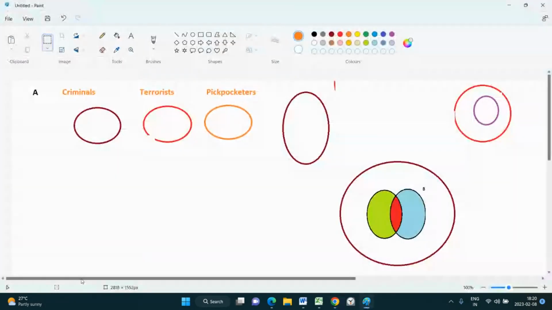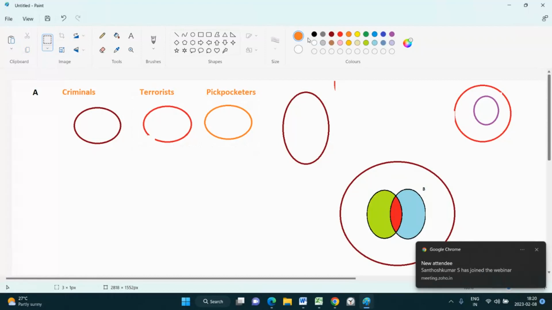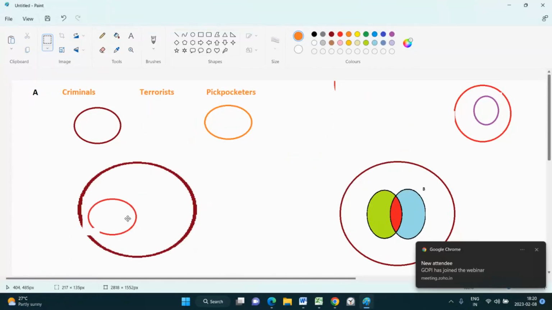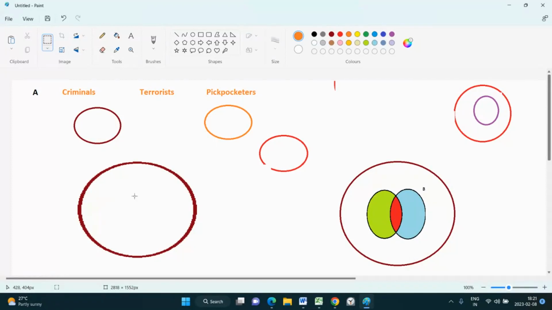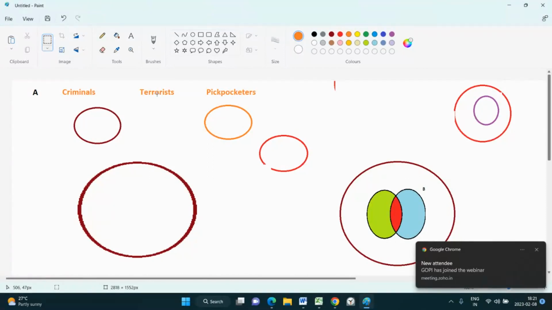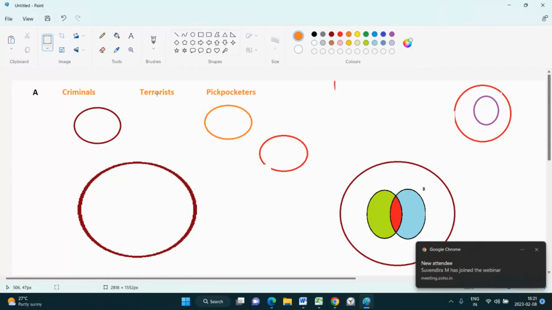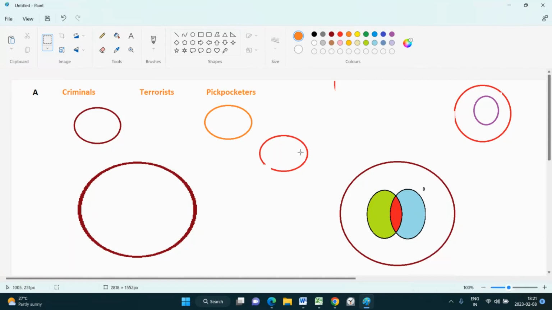Very good. Now I have criminal. Now how will I place these two? I know everybody is a criminal. Now I have a big, this brown one, very big for me now. I have to map these two into this somehow. How will I map the pickpocketers and terrorists inside this? Some terrorists are also pickpocketers. Some pickpocketers are also terrorists. Why do we say terrorists are pickpocketers? Terrorists, for their food and other things, will pickpocket from the general public. So some pickpocketers are also terrorists, meaning there is a combination like this.